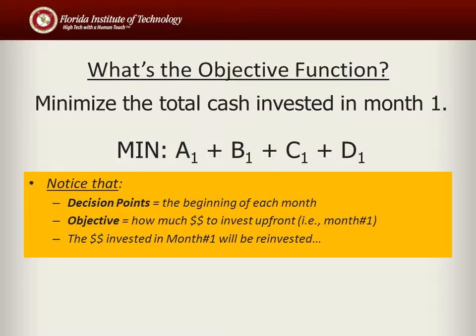Notice a few things. Your decision points here are the beginning of each month. Your objective is how much money to invest up front, and the invested money in month 1 will be reinvested. So we'll take care of that again through a series of cash flow equations in the constraints.